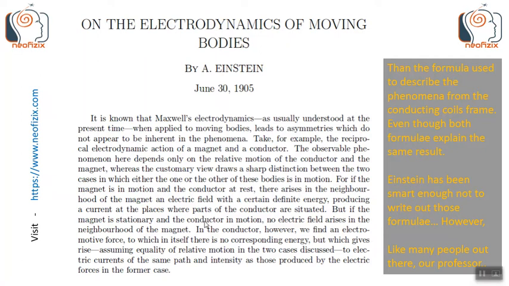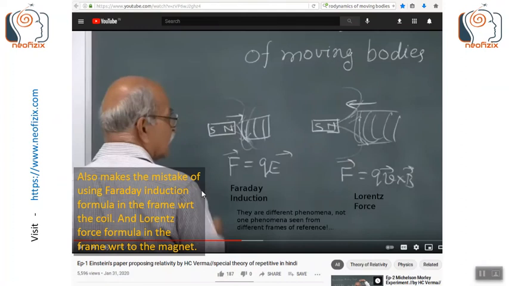Einstein has been smart enough not to write out these formulae. However, like many people out there, our professor here also makes the same mistake of using Faraday induction formula in the frame with respect to the coil and Lorentz formula in the frame with respect to the magnet.